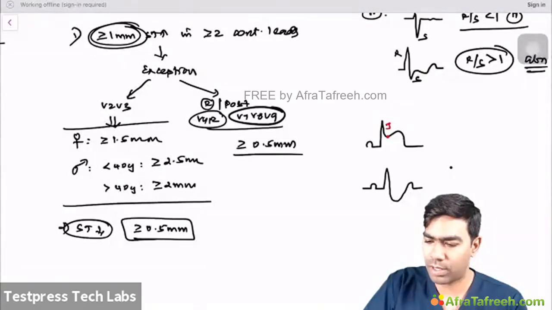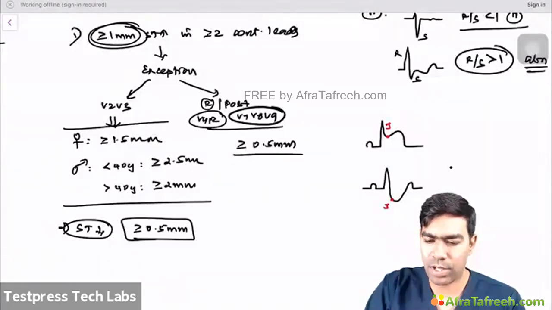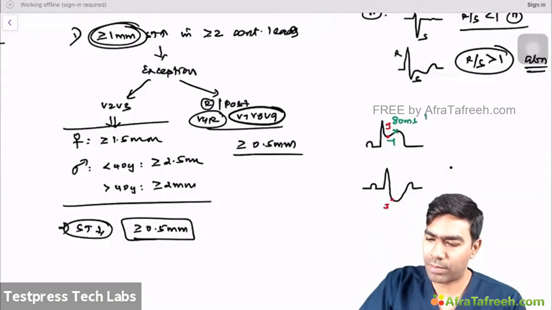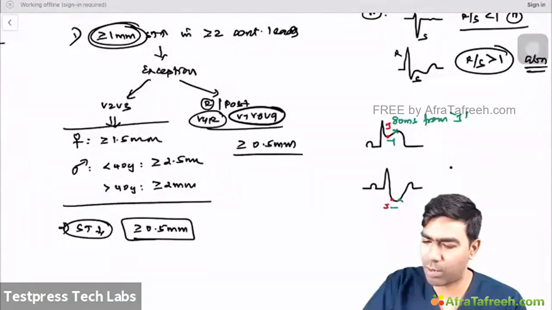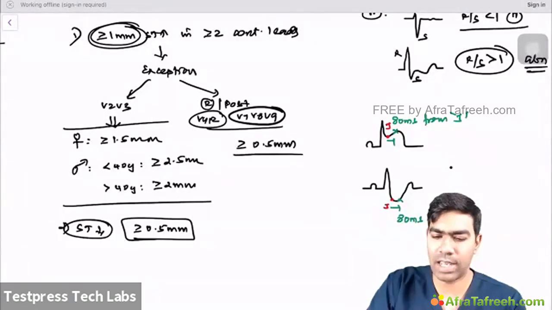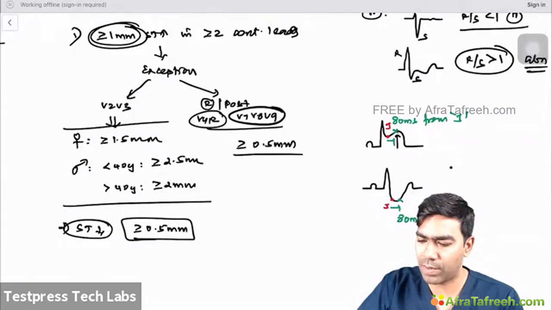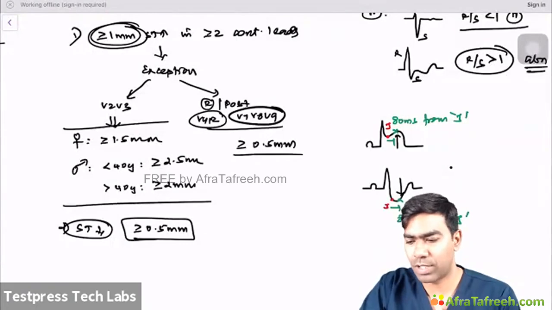This J point is the point where your ST segment and the QRS complex meet. So to find out ST elevation, you have to take a point that is 80 milliseconds from the J point. Or if you want to diagnose ST depression, you also have to take a point at 80 milliseconds from the J point. That is the site where you have to calculate the ST elevation and the ST depression. So it's 80 milliseconds from the J point.